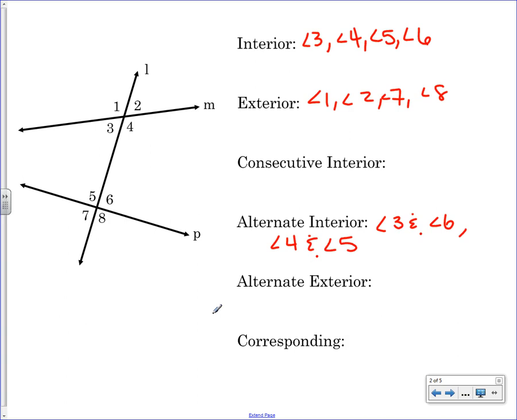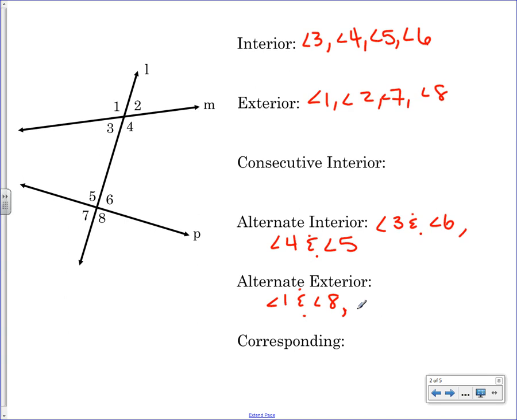Okay, so now we have alternate exterior. So obviously my only choices are the exterior angles. The 1, the 2, the 7, the 8. So if I pick angle 1, what would the alternate exterior angle to 1 be? 8. Angle 1 and angle 8 is a pair. Thank you. Angle 1 and angle 8. So you guys tell me the second pair.